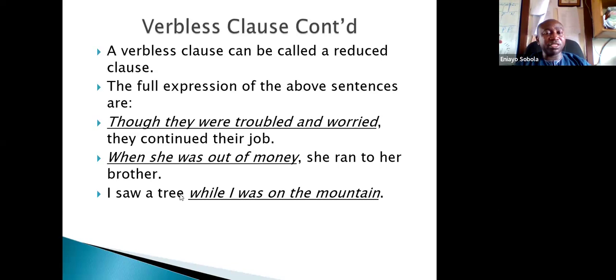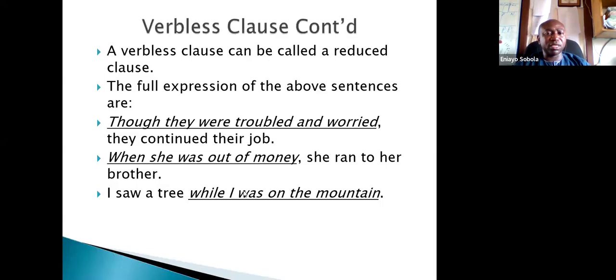I saw a tree while I was on the mountain. I, the subject, is also the subject of the main clause. The was is a form of be verb. So you realize that a verbless clause can recover the verb and the subject in it. So let's stop here.